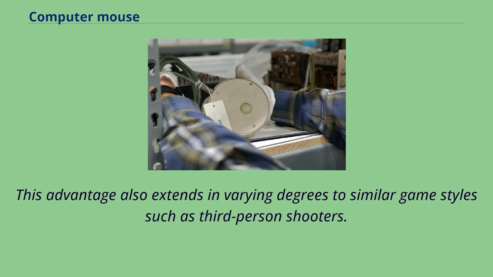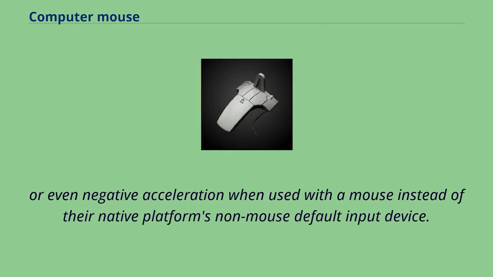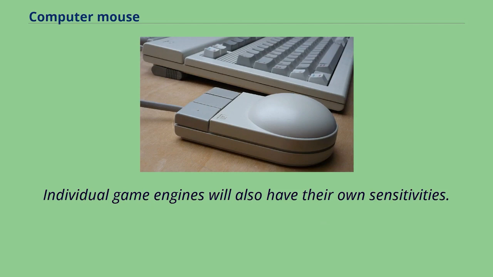This advantage also extends in varying degrees to similar game styles such as third-person shooters. Some incorrectly ported games or game engines have acceleration and interpolation curves which unintentionally produce excessive, irregular, or even negative acceleration when used with a mouse instead of their native platform's non-mouse default input device. Depending on how deeply hard-coded this misbehavior is, internal user patches or external third-party software may be able to fix it. Individual game engines will also have their own sensitivities.